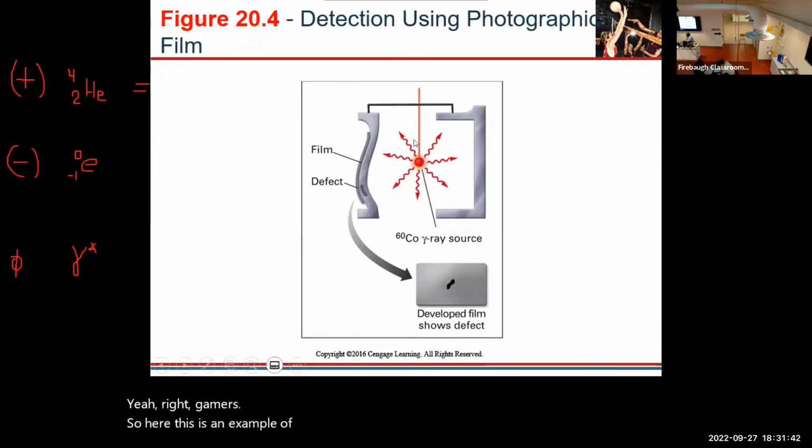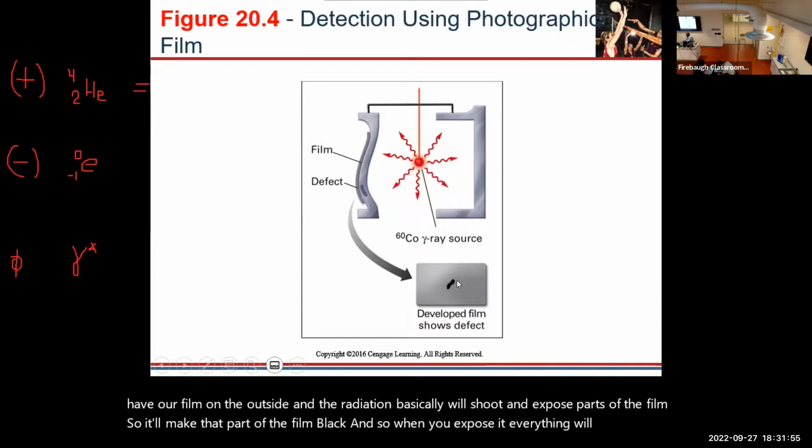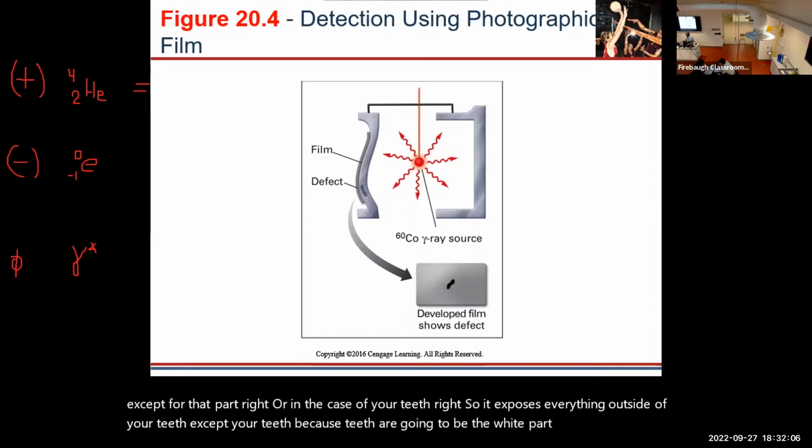Okay. So here, this is an example of film. This is how it works. You have a radioactive source, you have a film on the outside, and the radiation exposes parts of the film. Or in the case of your teeth, we expose everything outside of your teeth, except the teeth. Right. Or bone.